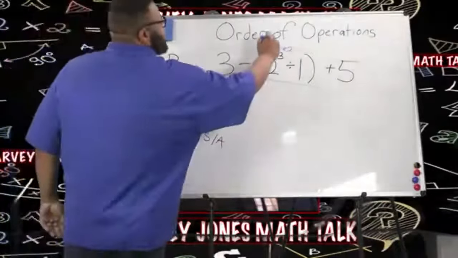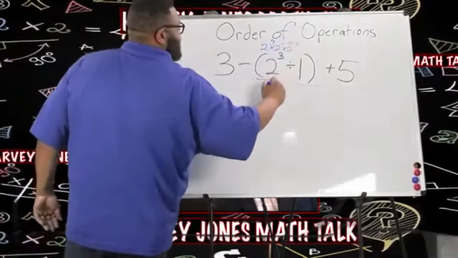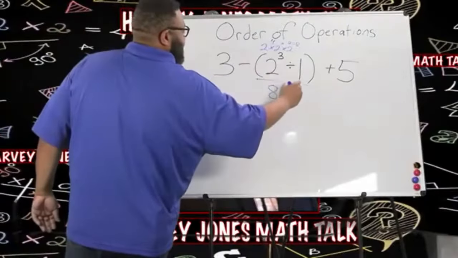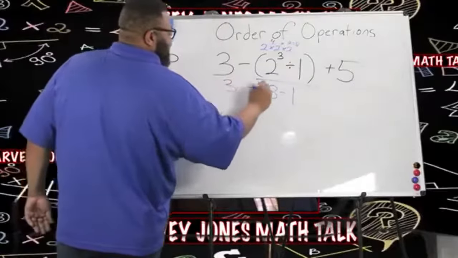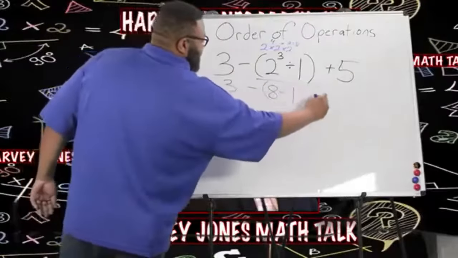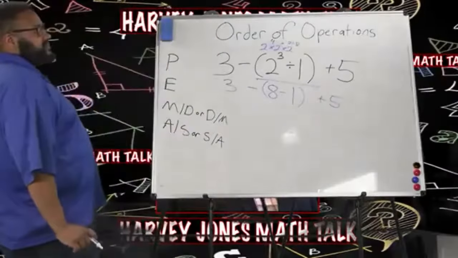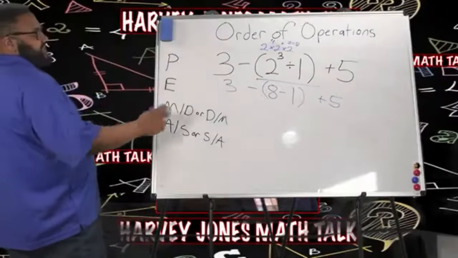2 times 2 is 4. 4 times 2 is 8. So now you got 8 divided by 1, and bring everybody else down. 3 minus 8 divided by 1 plus 5. I still have a parenthesis here, but inside of it is division.